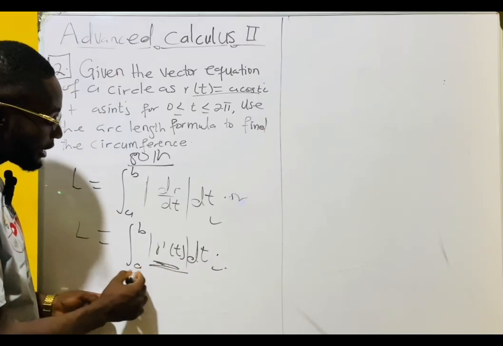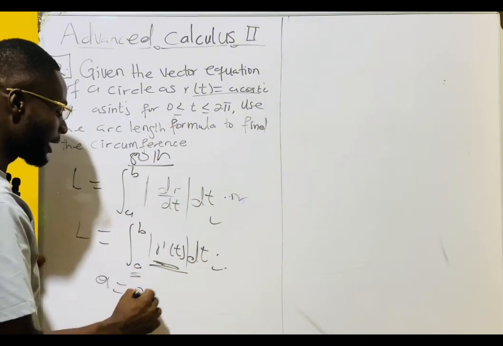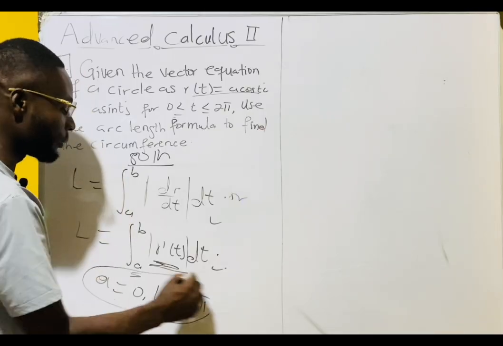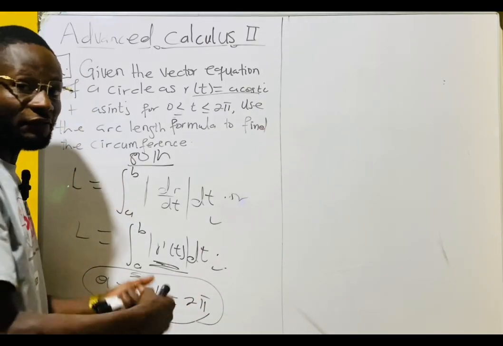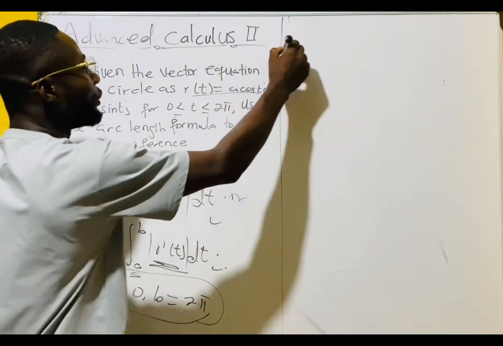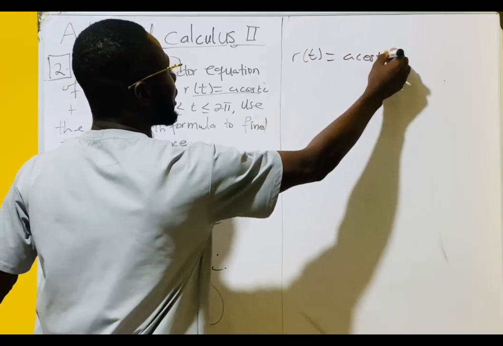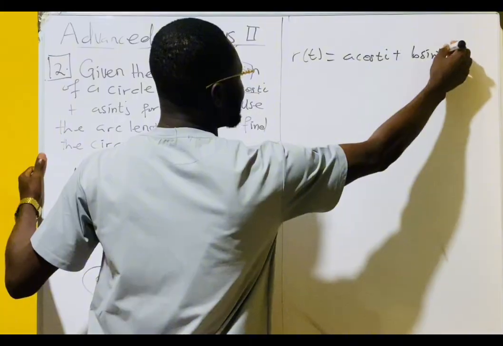Once we have that, the rest is computations. You know that in here, our a is 0 and our b is 2 pi. That is the range that we have been given. So once we know this information, the rest is computation.